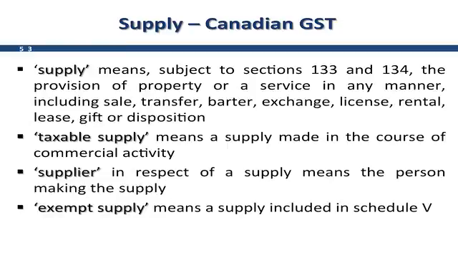It starts: supply means, subject to section 133 and 134 of that act, the provision of property or a service in any manner, including sale, transfer, barter, exchange, license, rental, lease, gift or disposition. It gives you an inclusive definition, but it means a provision of goods and or services. Taxable supply means a supply made in the course of commercial activity, enterprise, in the course or furtherance of business. You may substitute the word. Supplier in respect of a supply means the person making the supply. Exempt supply means a supply included in Schedule 5.